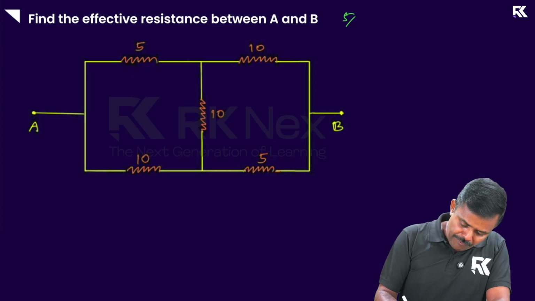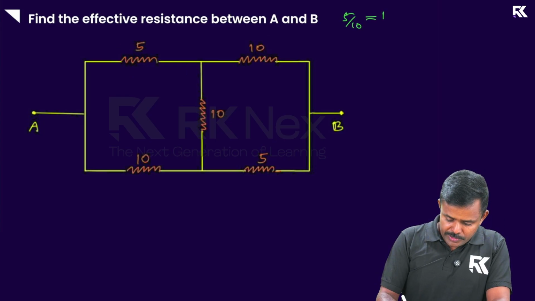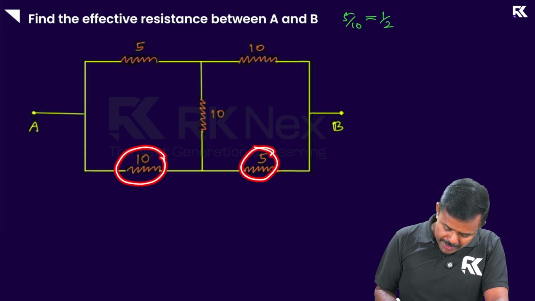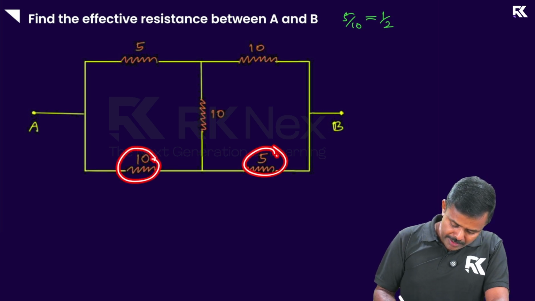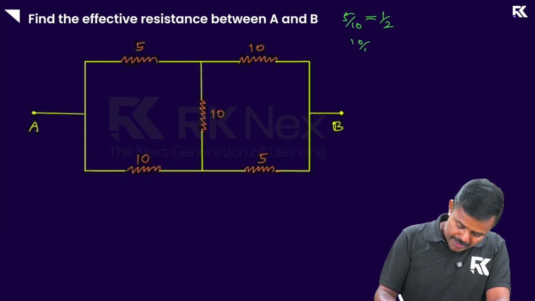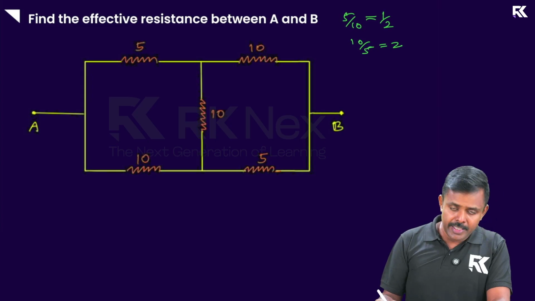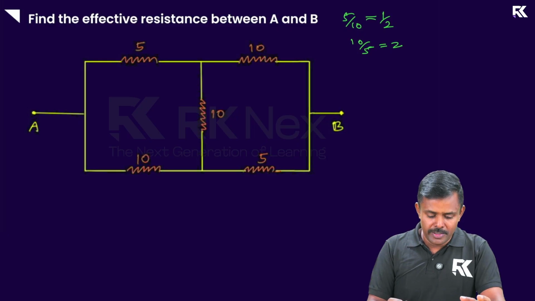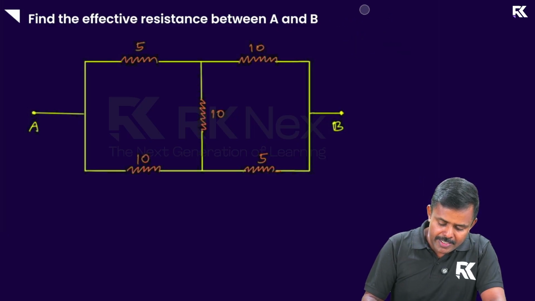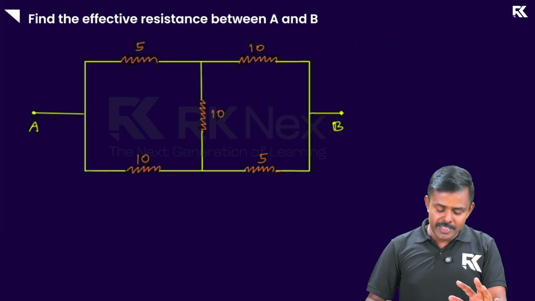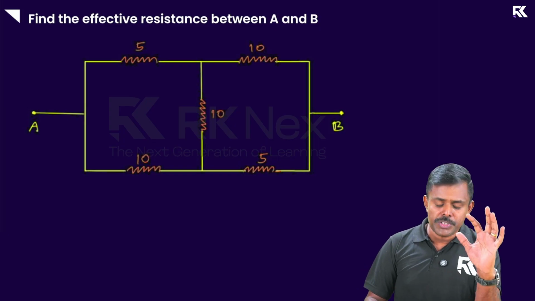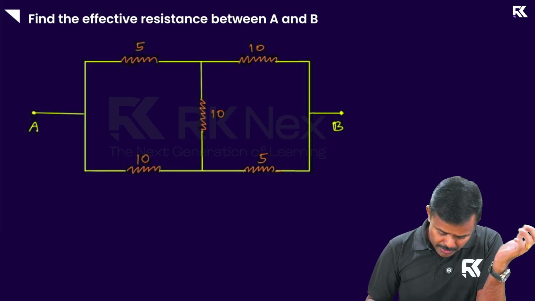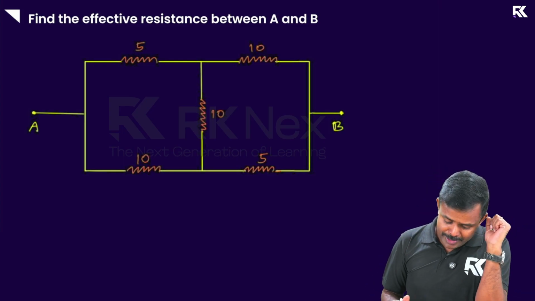The condition is left top by right top, that means 5 by 10, which is 1 by 2, has to be equal to left bottom by right bottom. Left bottom is 10, right bottom is 5, so 10 by 5, which is 2. Are they equal? No. This is 1 by 2, this is 2. They are not equal, which means the bridge is an unbalanced one. For unbalanced bridges, you have to use either this method or the delta star conversion method. Anyway, I'll tell you about this method now.